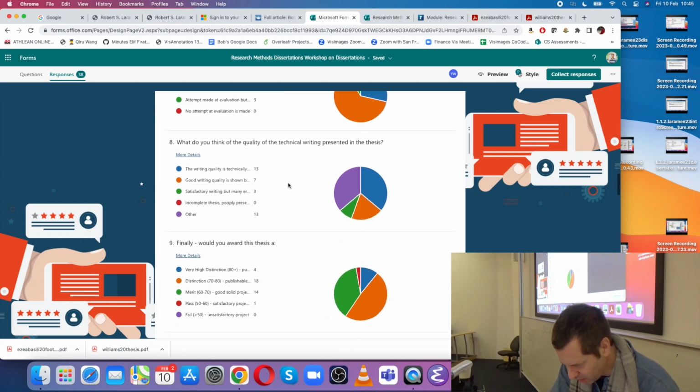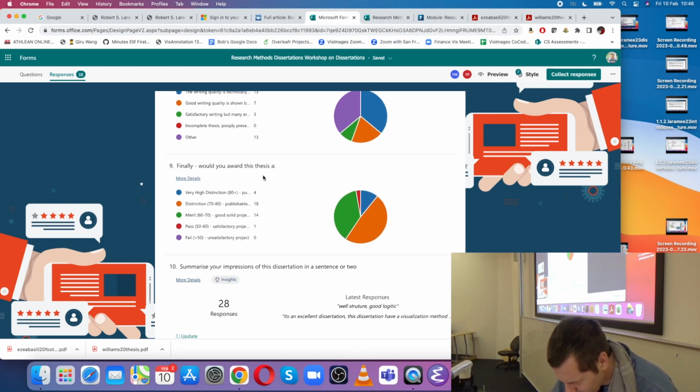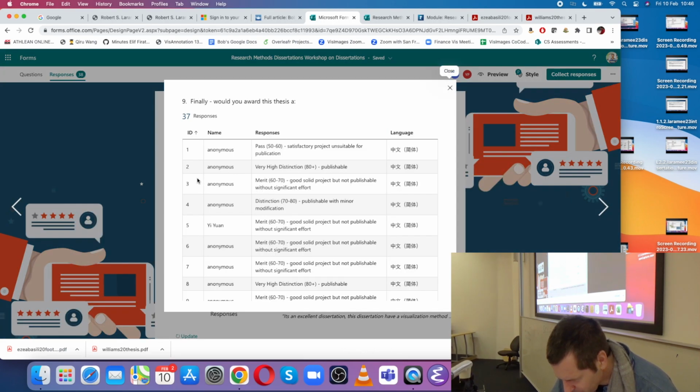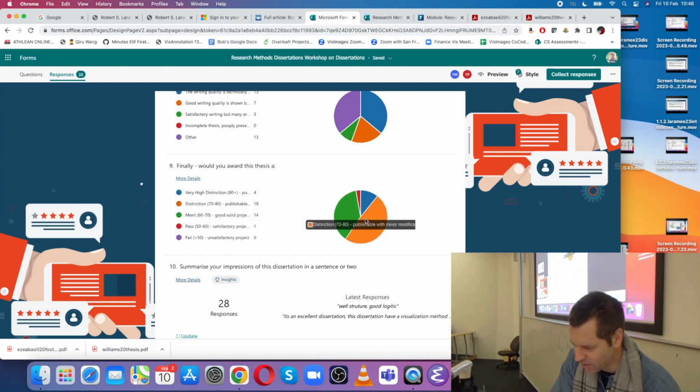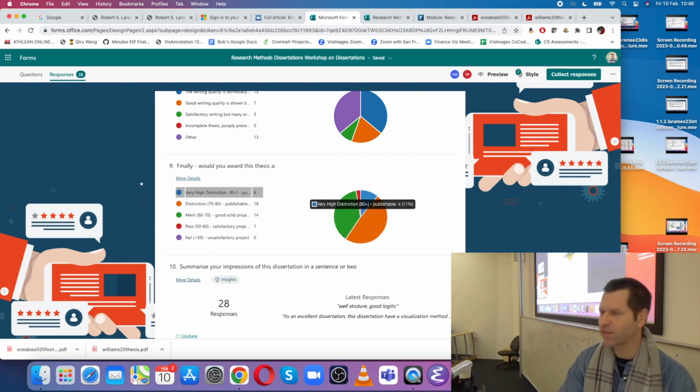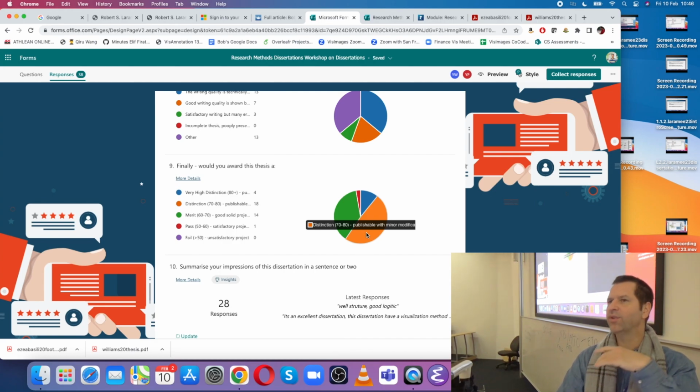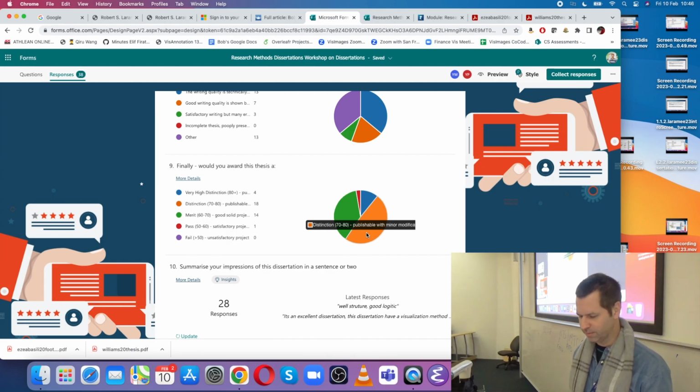What do you think of the quality of the technical writing? So I think the writing in both of these is quite good, actually. So I would have chosen one of these. Finally, would you award this thesis a very high distinction? So for these, I gave one of them a distinction. So the FinViz, I gave a distinction. Very high distinction is something that's ready to be published, like submitted to a conference or a journal. Distinction is very, very good, but not quite at the level where you could actually go and publish it in a conference or a journal. So I would put both of these in the distinction category, and most people put them in that category, which is good.